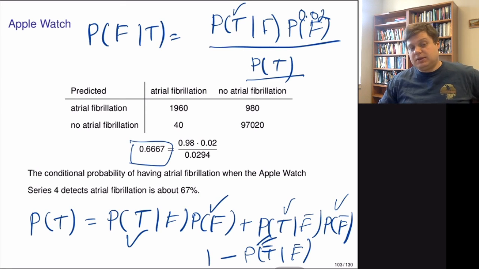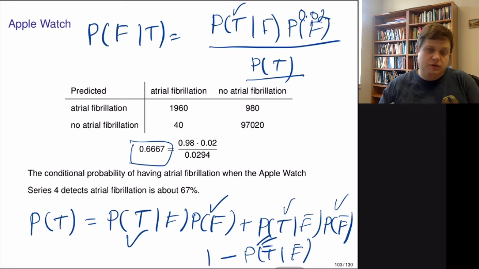66%, which means that if you see an alarm on your Apple Watch saying that you have atrial fibrillation, and you don't really know if you have atrial fibrillation or not, so you don't have any specific information about your chances of having it, then the probability of you actually having it is 66%.